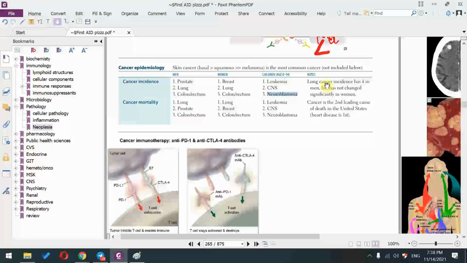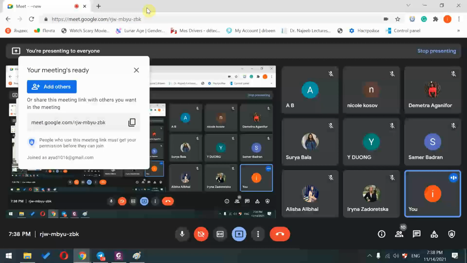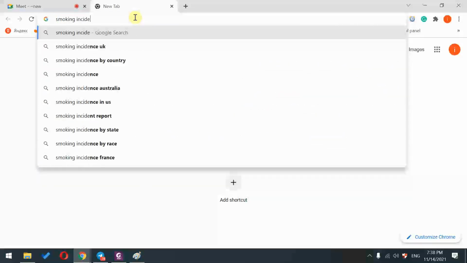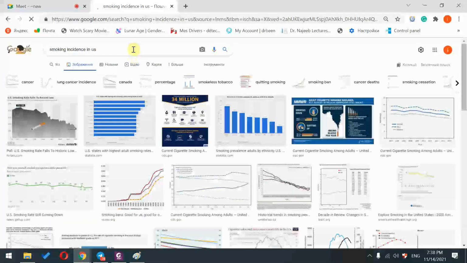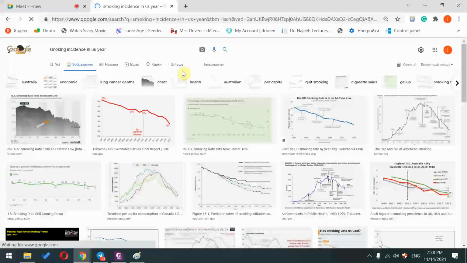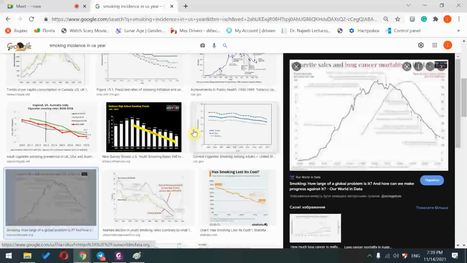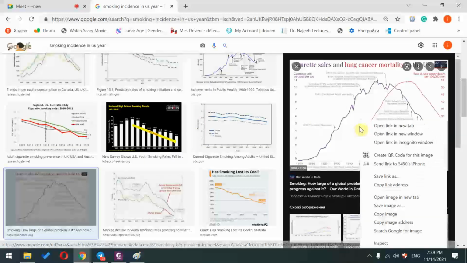They say lung cancer incidence has decreased in men, but has not changed significantly in women. Why? I gave it away. Why is lung cancer becoming less? Why do we have less lung cancer year by year? Come on, guys. Nobody knows why. Less smoking. Yes.